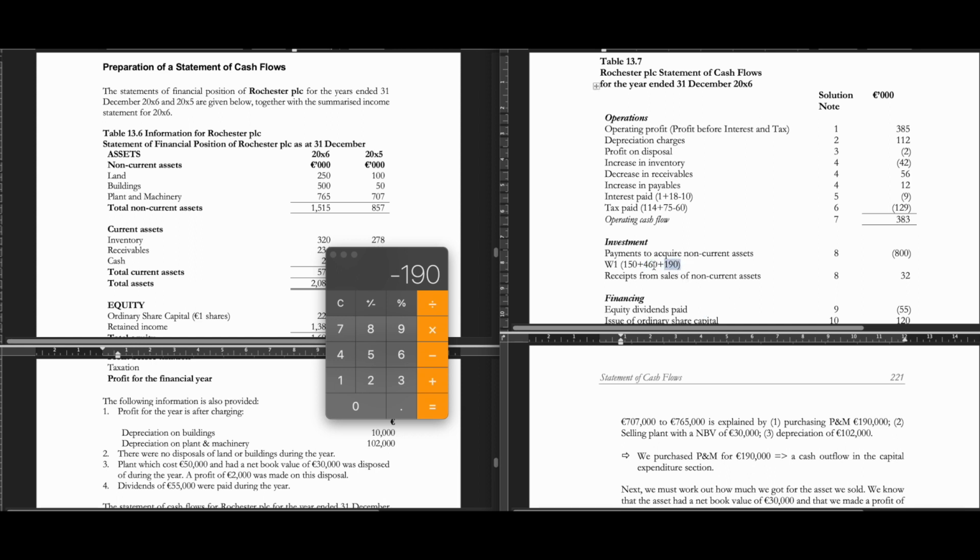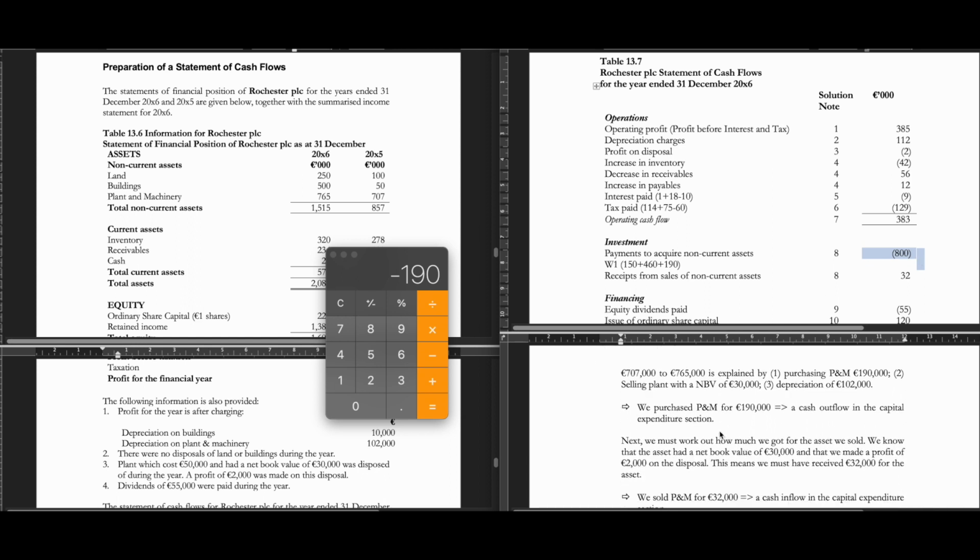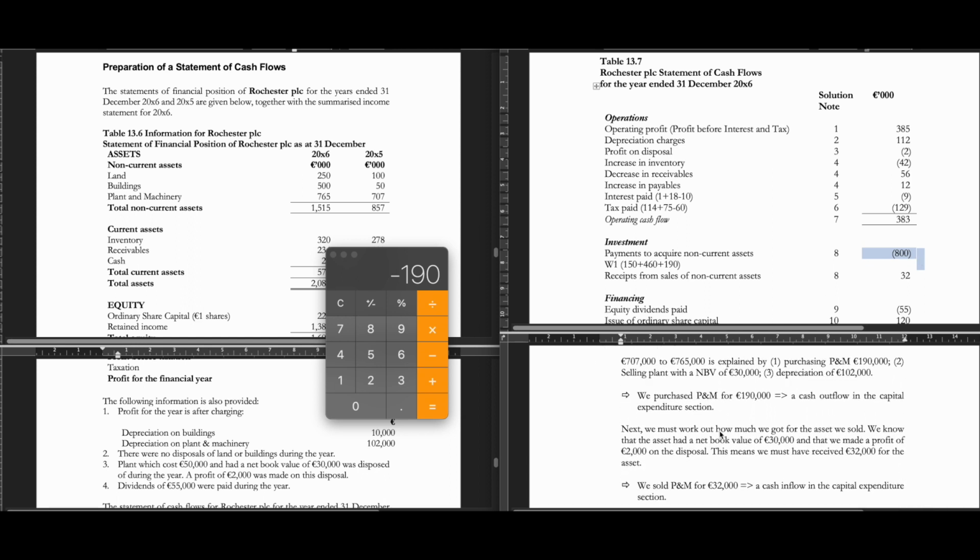So we have 190 plus 460 plus 150, and they all come to 800. That is an outflow because those are payments to acquire non-current assets. The next thing we have to work out is how much we got for the asset that we sold. So the receipts from the sales of non-current assets.